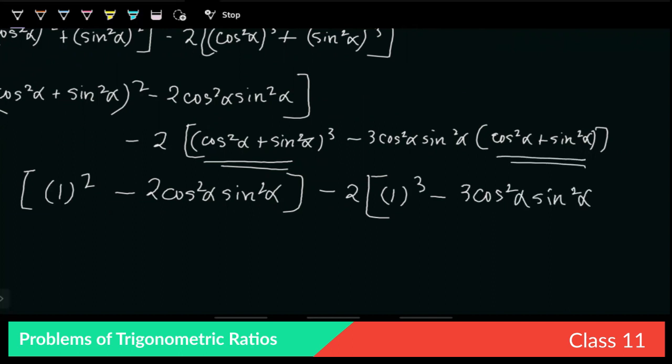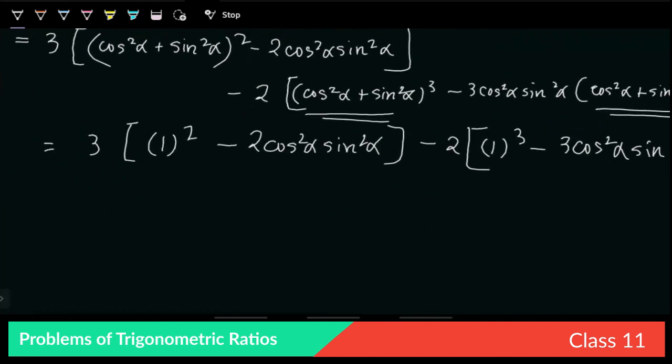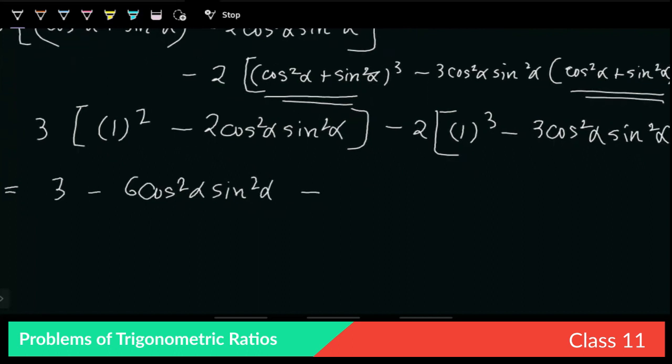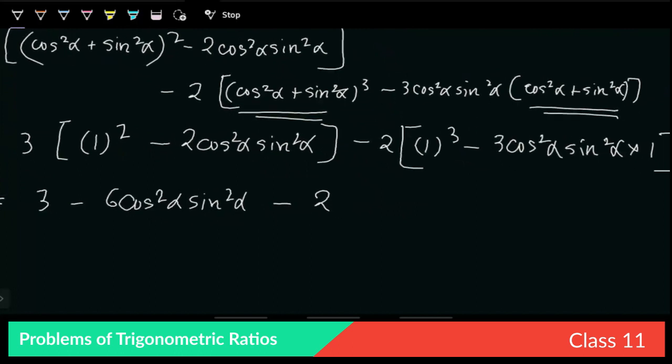Now this is also 1, cos square alpha plus sine square alpha, so it is into 1. Now we multiply: 3 into 1 is 3, minus 3 into 2 cos square alpha sine square alpha, that means 6 cos square alpha sine square alpha, minus, minus it is 2. So minus 2 into minus 3 cos square alpha sine square alpha gives positive, so it is plus 6 cos square alpha sine square alpha.